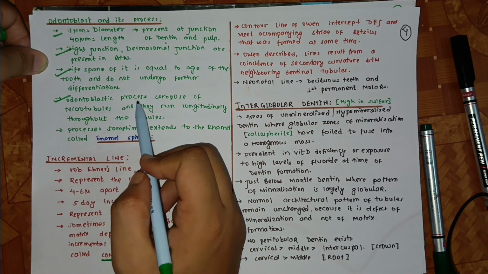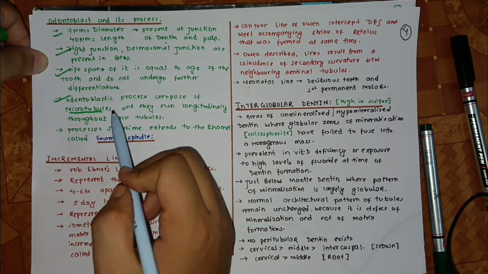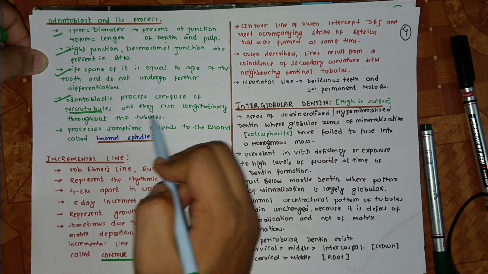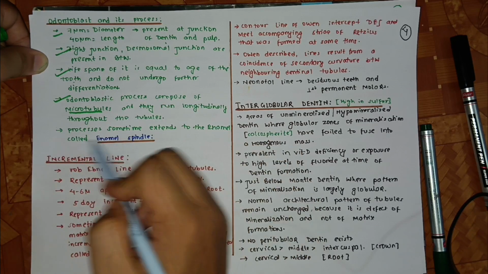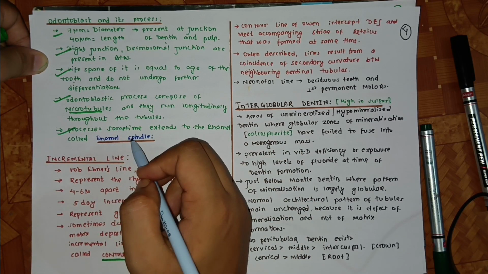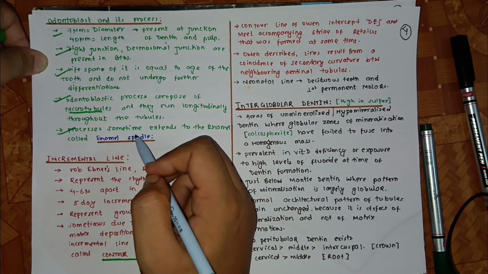After that, the odontoblastic process is composed of microtubules, and they run longitudinally through the tubules. Intermediate filaments are present in those microtubules and run longitudinally throughout the tubule. Processes sometimes extend to the enamel, called the enamel spindle, which we have discussed in detail in the enamel chapter. You can visit that.